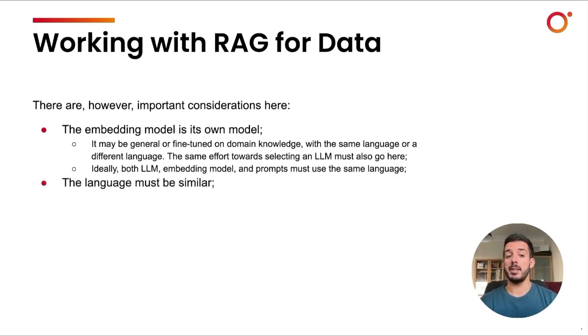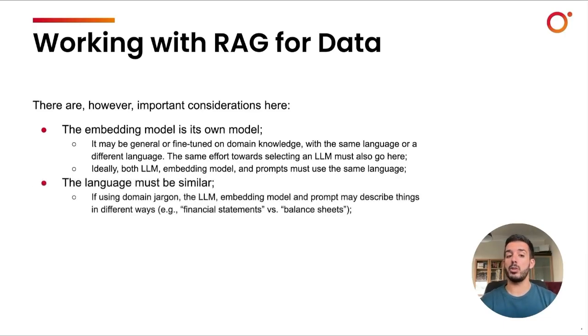And a great segue to this is that the language must be similar, right? So if you're using domain jargon, for example, then the LLM, the embedding model, and the prompt may be describing things in different ways. Such as, for example, financial statement versus a balance sheet, right? So even if the models are trained on the same language, you still have to use the same language in the prompts and the documentation that you are embedding.